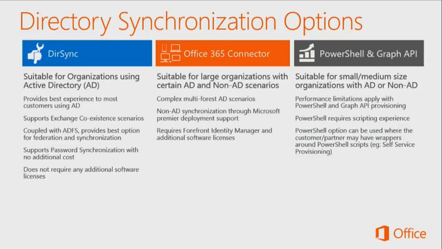Office 365 connector. This requires Forefront Identity Manager and additional software licenses to use. So this is for complex multi-forest Active Directory scenarios. And then PowerShell and Graph API, suitable for small to medium-sized organizations. PowerShell requires scripting and can be used where a customer or partner may have wrappers around scripts, or self-service provisioning. So this is also for pretty unique scenarios where you might need it.